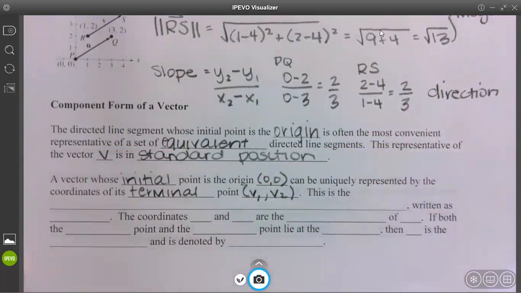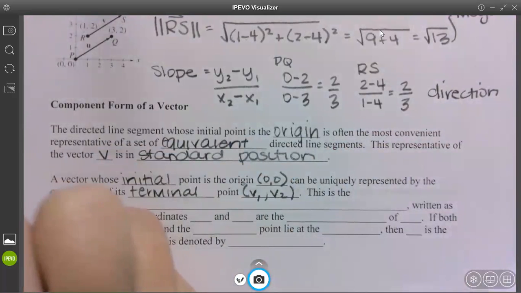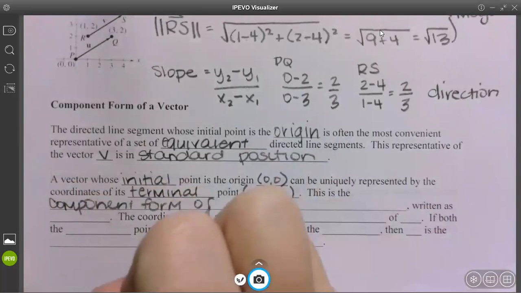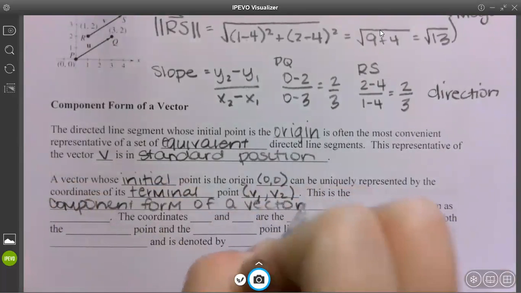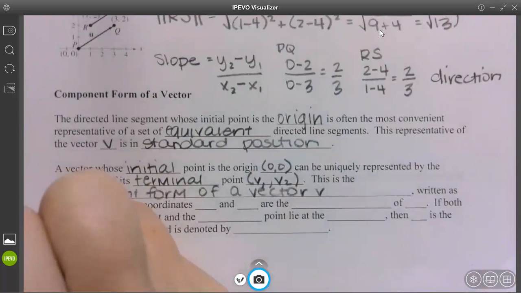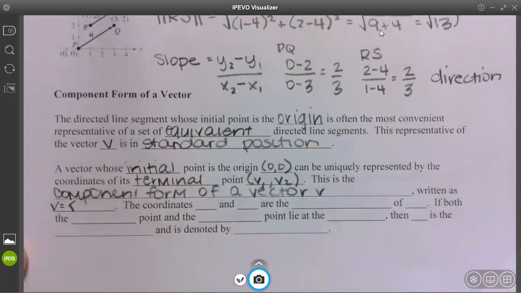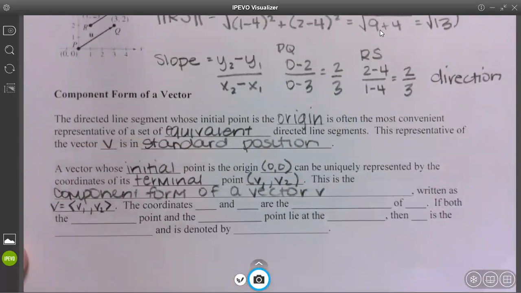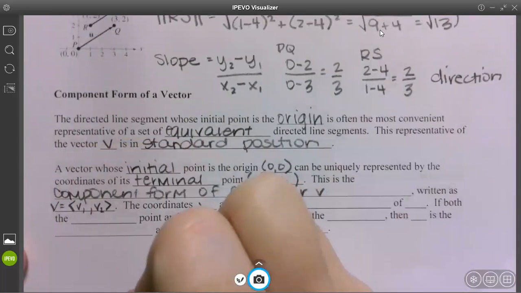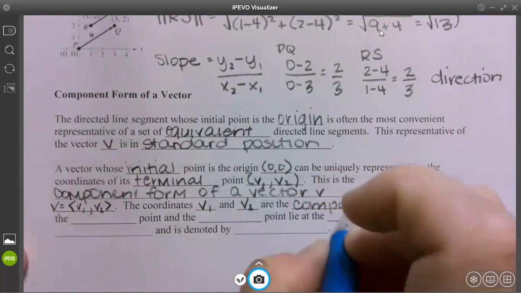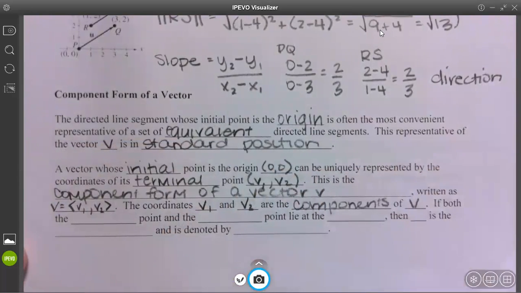This is the component form of a vector V. And then we can write that as V equals, and it's like a less than sign, so it's a new type of bracket that you're seeing, V1 comma V2, and then like a greater than sign, where the coordinates V1 and V2 are the components of V.